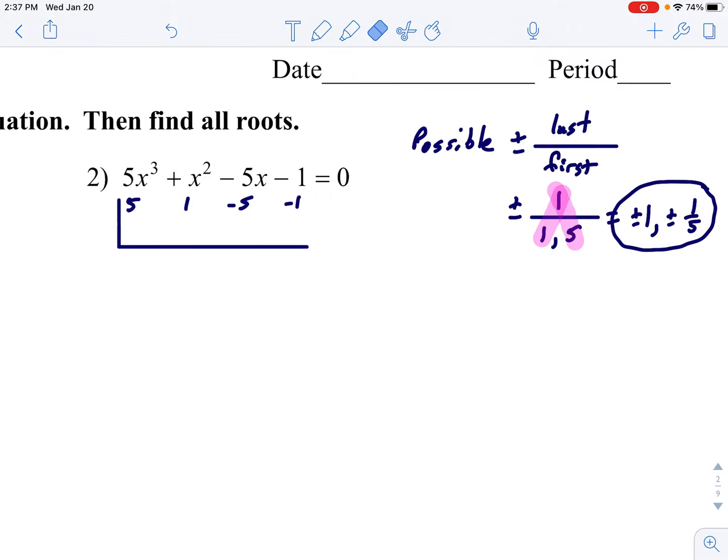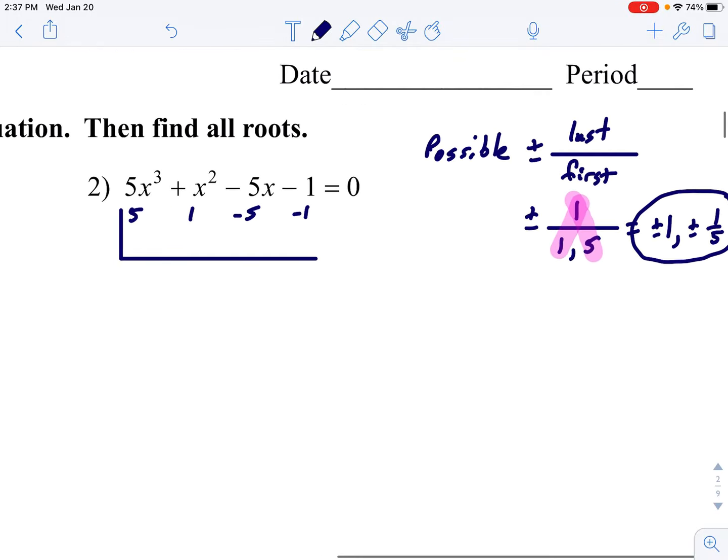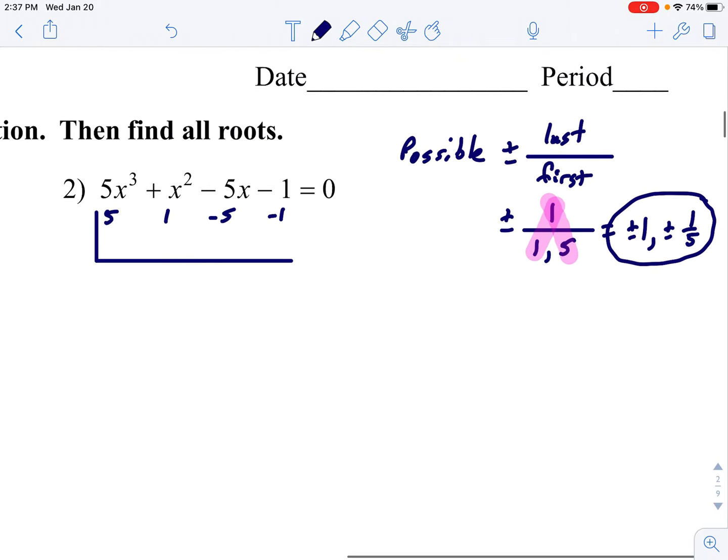So you wouldn't pick just random numbers like 8 or whatever. You want to pick numbers out of this list. So what do we want to choose? How about if we start with 1? Bring down a 5, multiply 1 times 5 is 5. Add 1 plus 5, that's 6. Multiply 1 times 6 is 6. Put it here. -5 plus 6 is 1. 1 times 1 is 1. -1 plus 1 is 0. Positive 1 worked. It is a root.